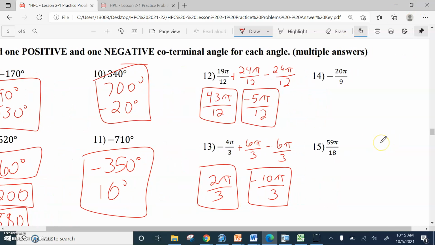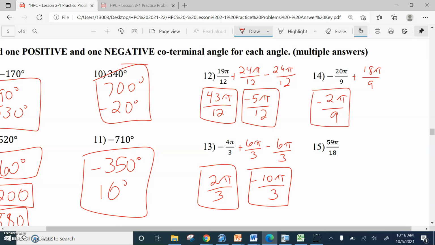Question 14. Here's where we get kind of like in question 11. It's similar just simply because if I were to add 18 pi over 9, so if we add 2 pi to this, negative 20 plus 18, that's negative 2 pi over 9, which is okay. Like, we still get an answer we can box in, right? That's negative 2 pi over 9. But we still don't have a positive. If we were to subtract 18 pi over 9, that's just another negative coterminal. So instead, we're going to add one set of 18 pi over 9 to get this boxed in answer.